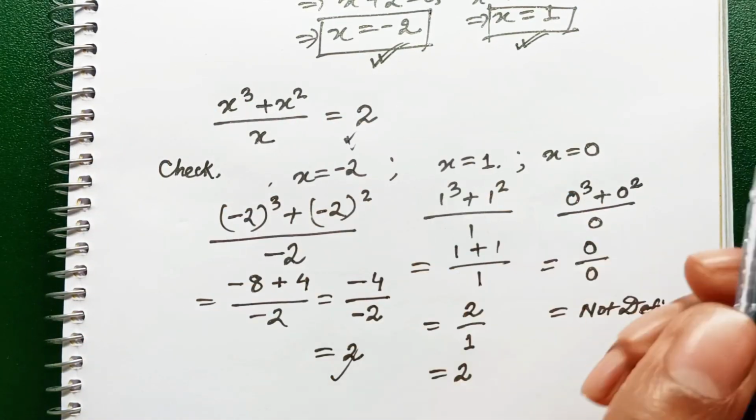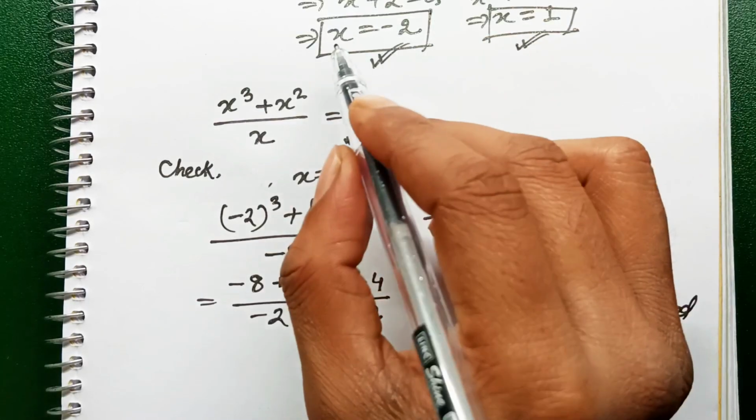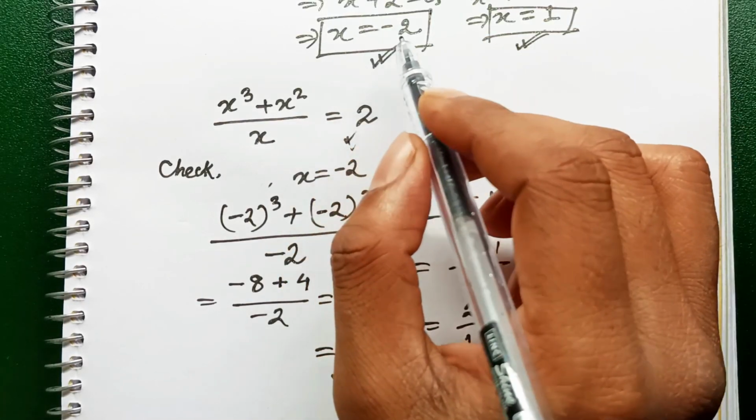That leaves us with our final official solution set of x equals 1 and x equals -2.